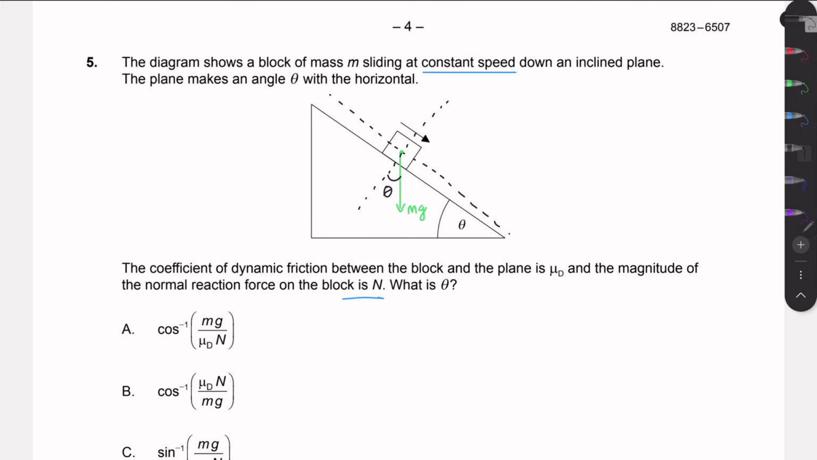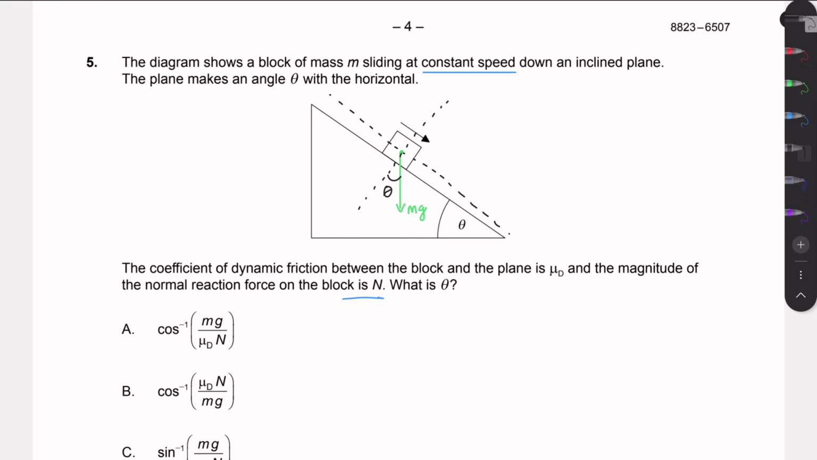Due to similar triangles, we have two sides that are perpendicular to each other. So this axis is perpendicular to this line, and this mg is perpendicular to this line. So the angle in between them is going to be the same. This is just a property from math, so that's going to also be theta.